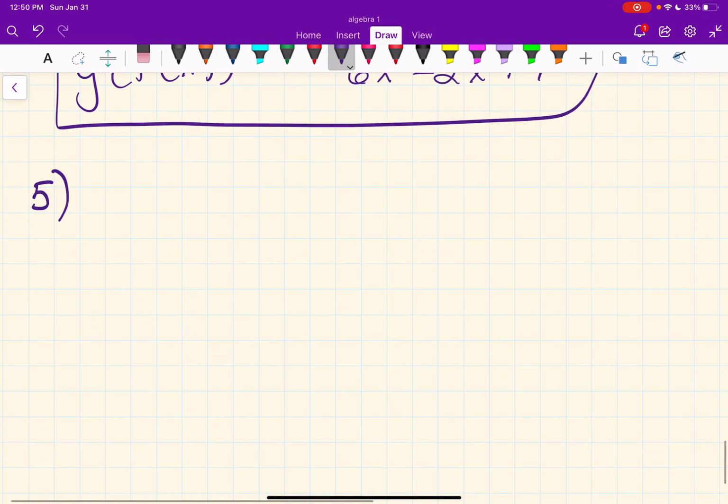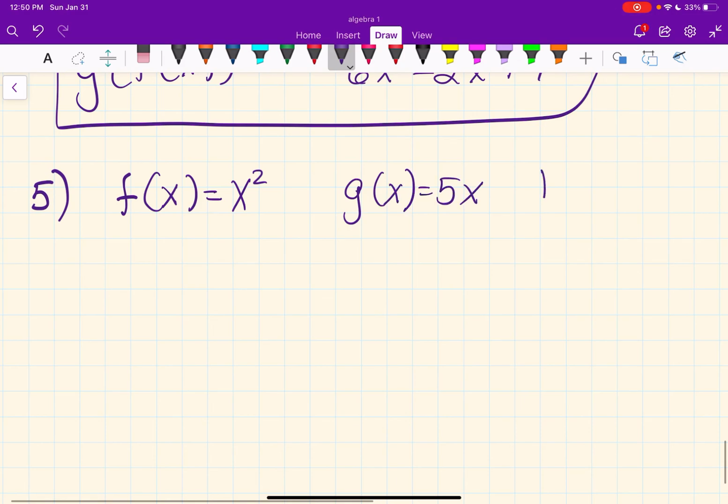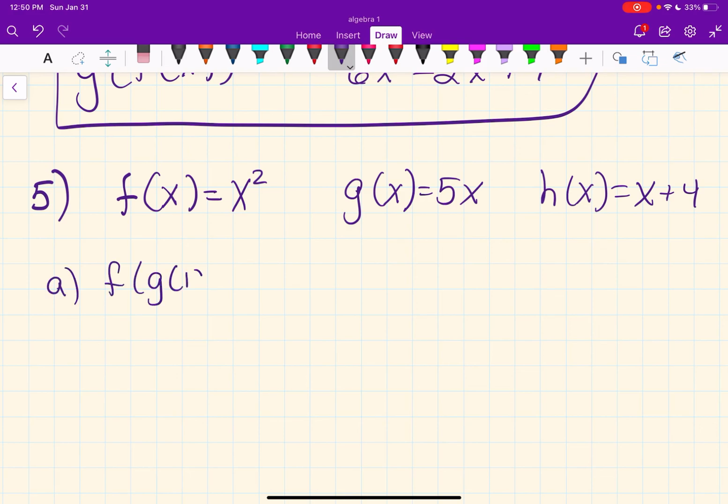Okay, last problem on this section, number 5. It says f of x equals x squared and g of x equals 5x and h of x equals x plus 4. The first one, A, says find f of g of 1.